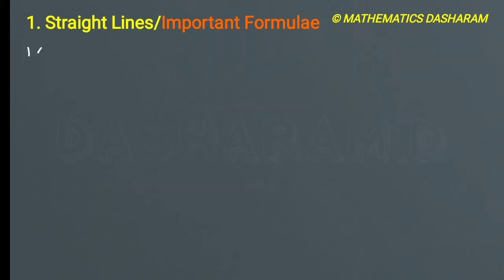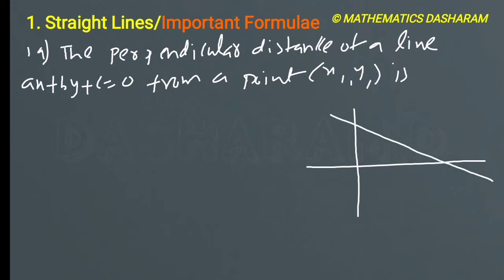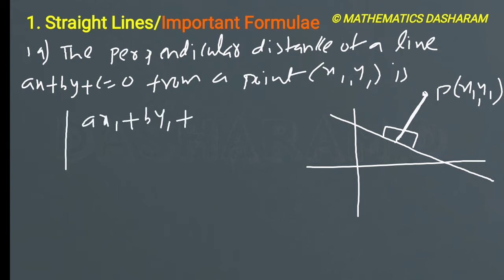Next formula, the 19th one. The perpendicular distance of a line ax plus by plus c equals 0 from a point (x1, y1). Observe the diagram. So this is the line ax plus by plus c equals 0. Let's take the point P, which is (x1, y1). From this point, the perpendicular distance to this line is given by the formula: mod of (ax1 plus by1 plus c) divided by the square root of (a square plus b square).